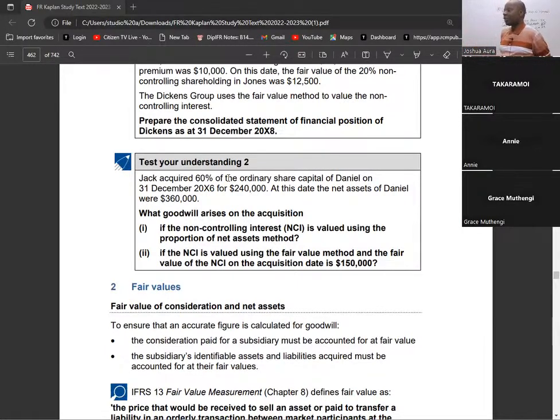Jack acquired 60% of the ordinary share capital of Daniel on 31st December 2016 for $240,000. At this date, the net assets of Daniel were $360,000. What goodwill arises on the acquisition if number 2, the NCI is valued using the fair value method, and the fair value of the NCI on acquisition date is $150,000?